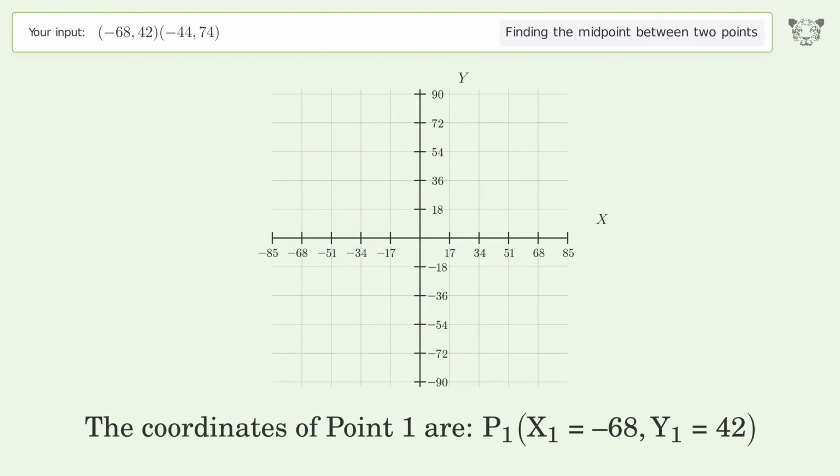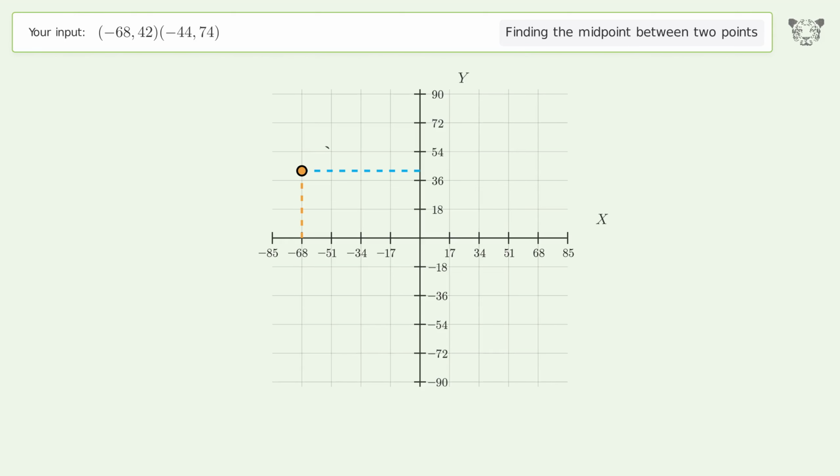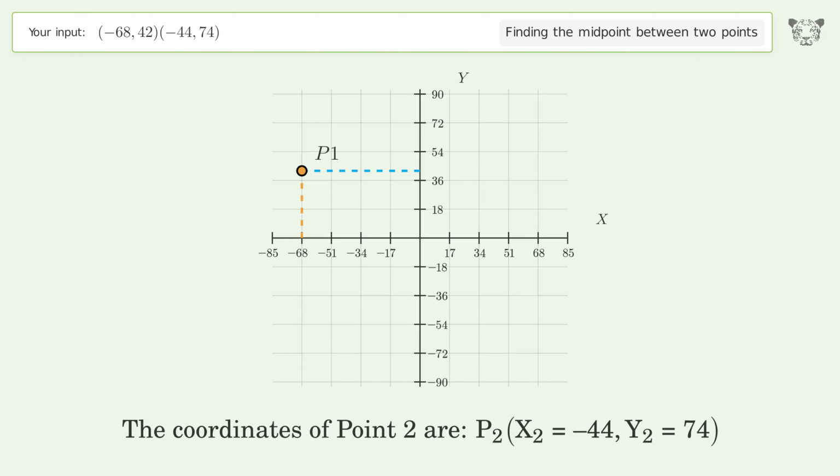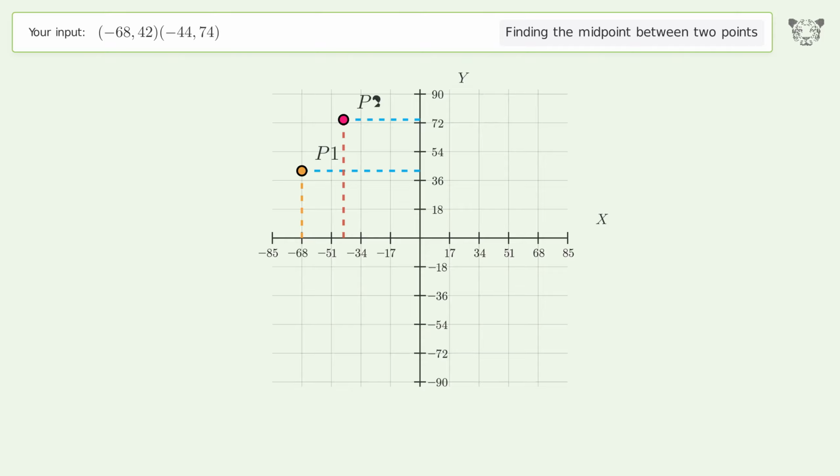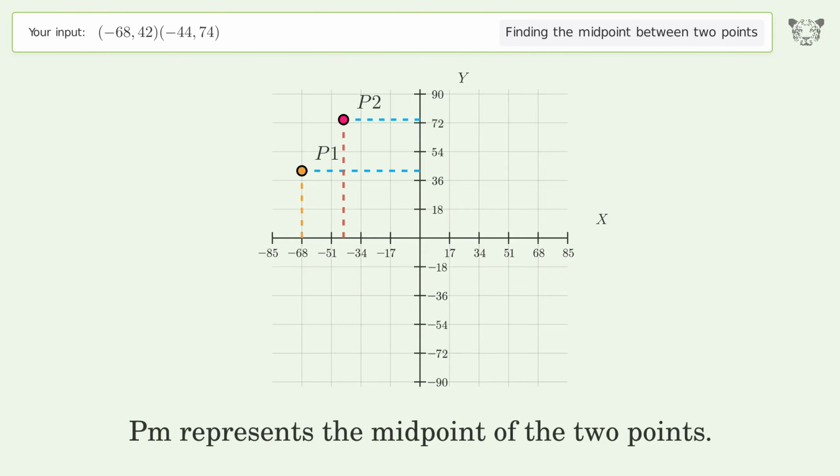The coordinates of point 1 are, x1 equals negative 68, y1 equals 42. The coordinates of point 2 are, x2 equals negative 44, y2 equals 74. PM represents the midpoint of the 2 points.